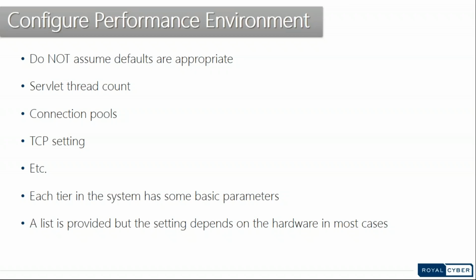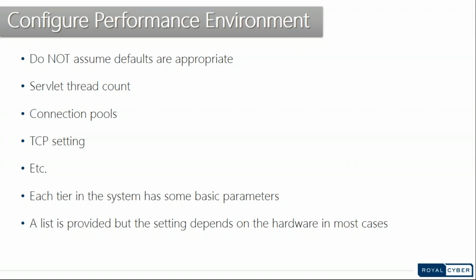These are again the server side parameters. At the client side, you will have to check the expiry headers, gzip compression, keep alive settings, and the maximum connections a web server can handle. Each tier in the system has some basic parameters. A list is provided, but the setting depends on the hardware in most cases.